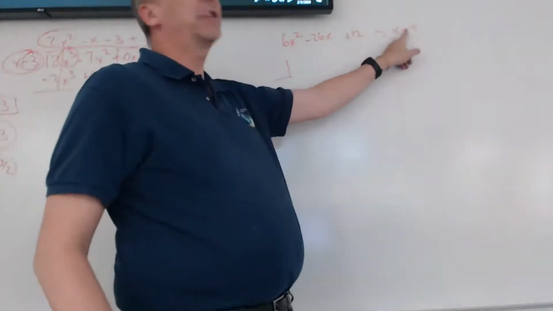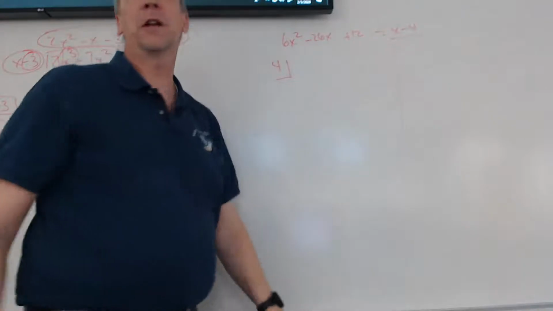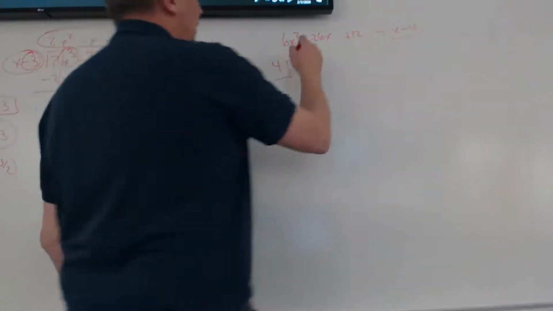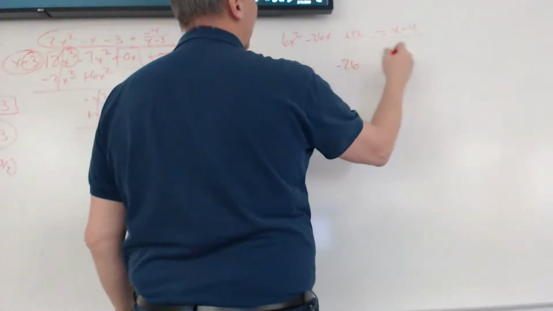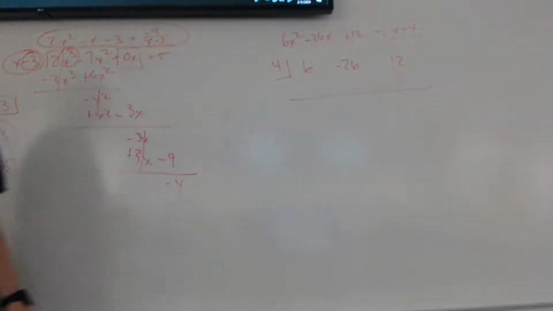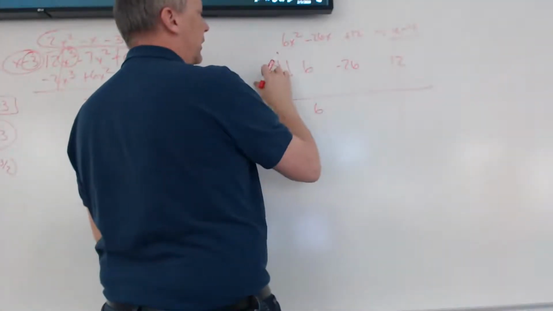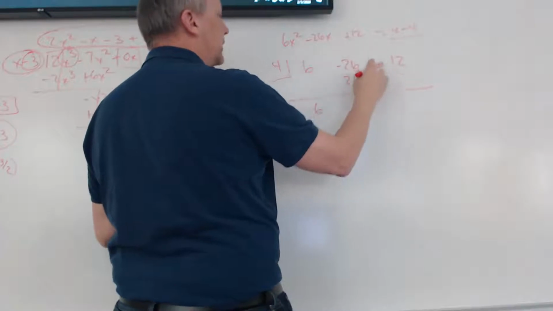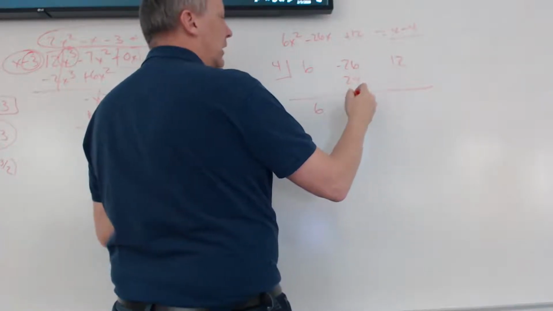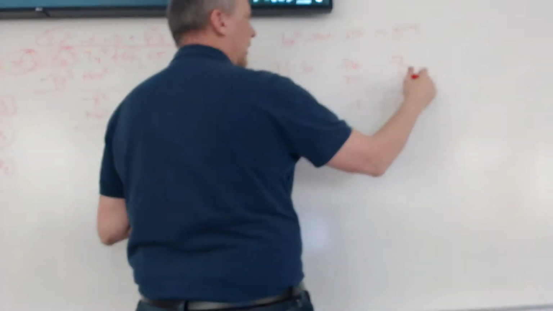So do I put a -4 or a +4? No, +4. +4 in my box. And what are my coefficients? 6, -26, and then 12. Now we're gonna add down and multiply. So 6 and 0 is 6. 6 times 4, 24. -26 plus 24 is -2. -2 times 4, -8. 12 minus 8, 4.